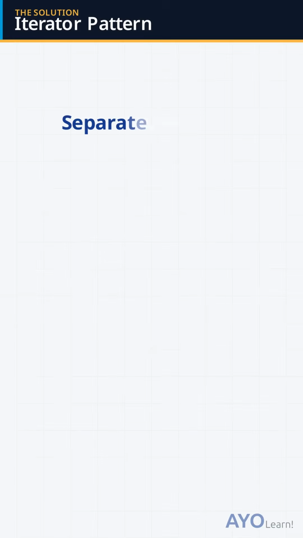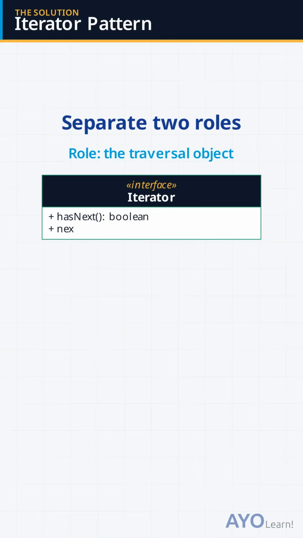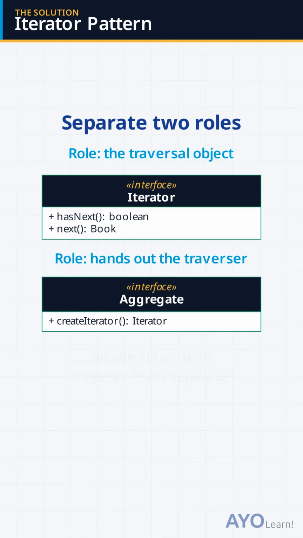Let's separate two roles. The iterator interface provides hasNext and next for walking through elements. The aggregate interface provides createIterator, which hands you that traversal object. Collection stays clean, traversal stays separate.